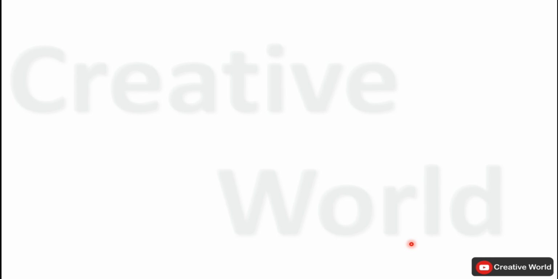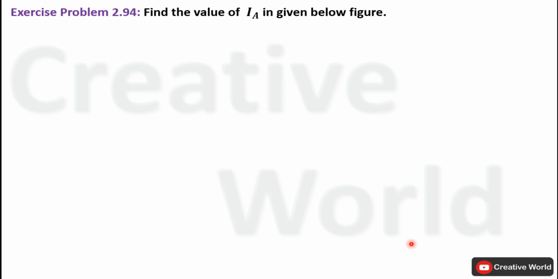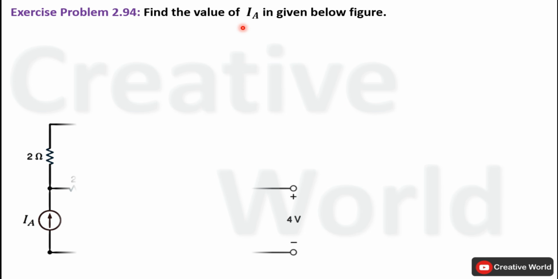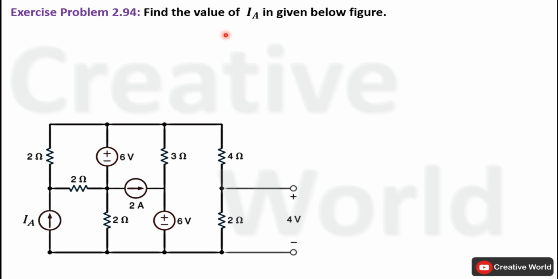Now move towards the problem. Exercise problem number 2.94. Find the value of current IA in given below figure. This is the circuit diagram of given problem. Inside this network, we have to find the value of this constant current source labeled as IA. So without wasting time, let's proceed towards the solution.